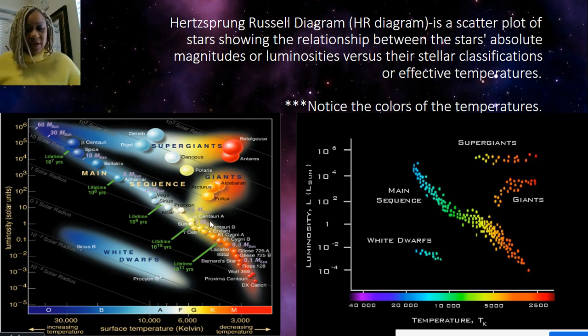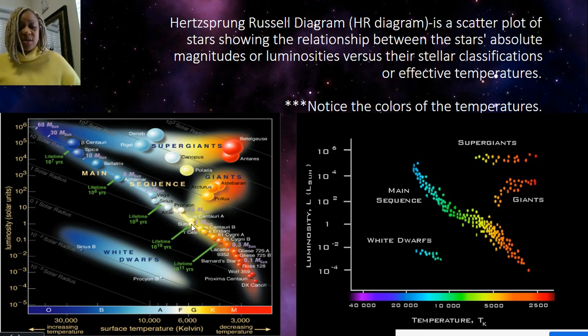Now, if you look over here on this HR diagram, I want you to notice right here is your sun, our sun, right? This is the star that is closest to Earth. And notice the sun is going to be a main sequence star, okay? This is the stage our sun is in right now in the life cycle of a star. It is in the main sequence stage.